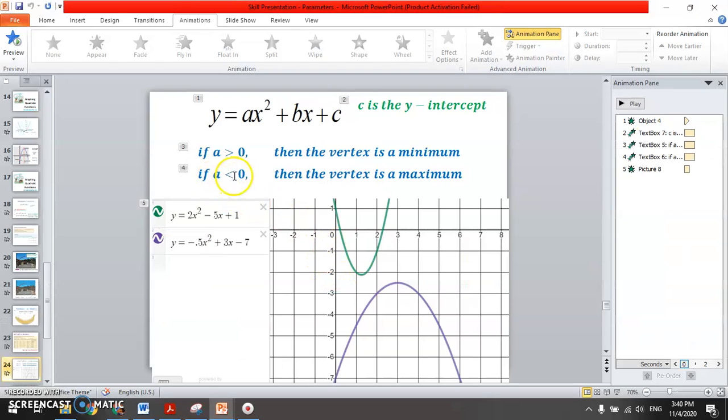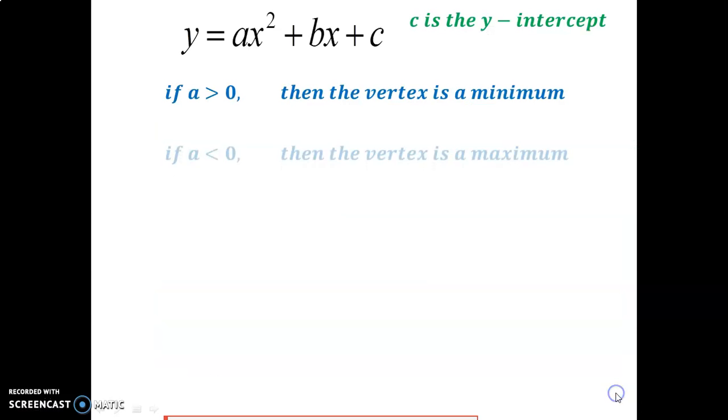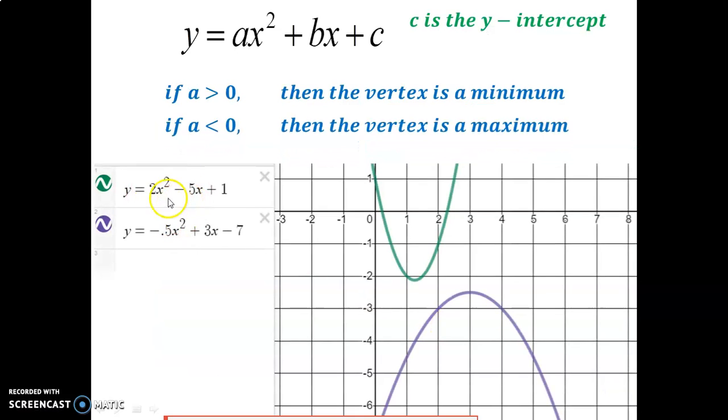When A is less than 0, that means when A is negative, the vertex is a maximum. And we see that in the two examples given here. Here's one parabola. A is positive, and here it is, green, and the vertex is a minimum. Here, A is negative. That means the parabola is concave down, therefore the vertex is a maximum. Here is your C value of 1, there's your y-intercept. Here's a C value of -7, there's your y-intercept. It's off the graph, but it's going to hit at -7. Two key conclusions, you must know those.